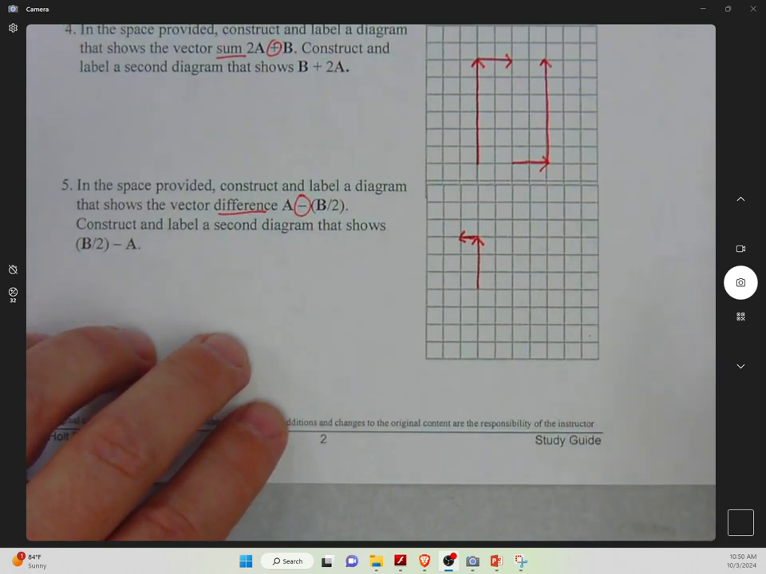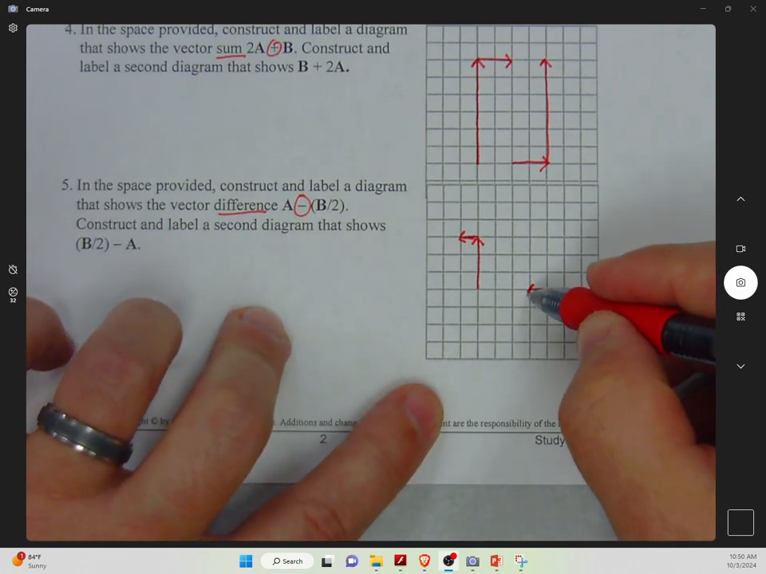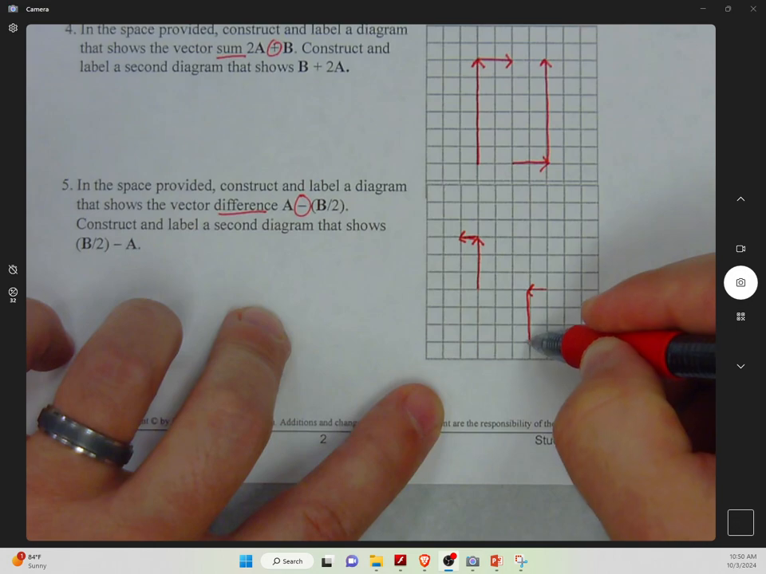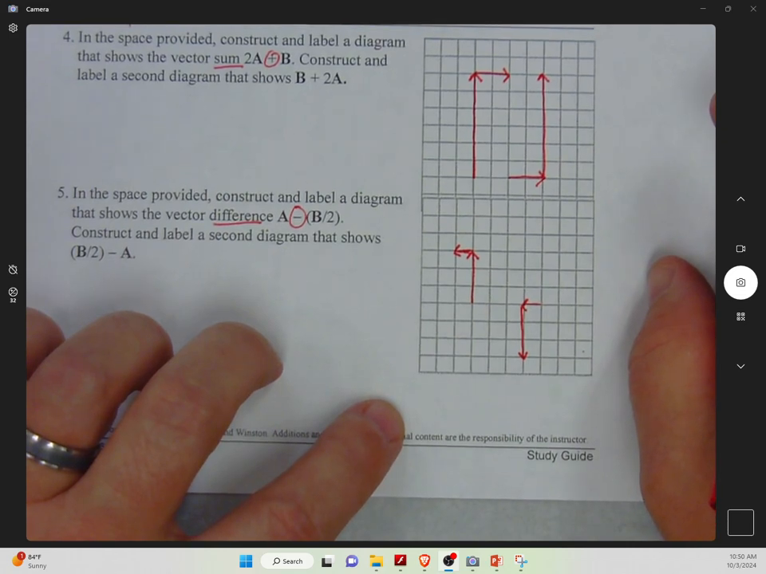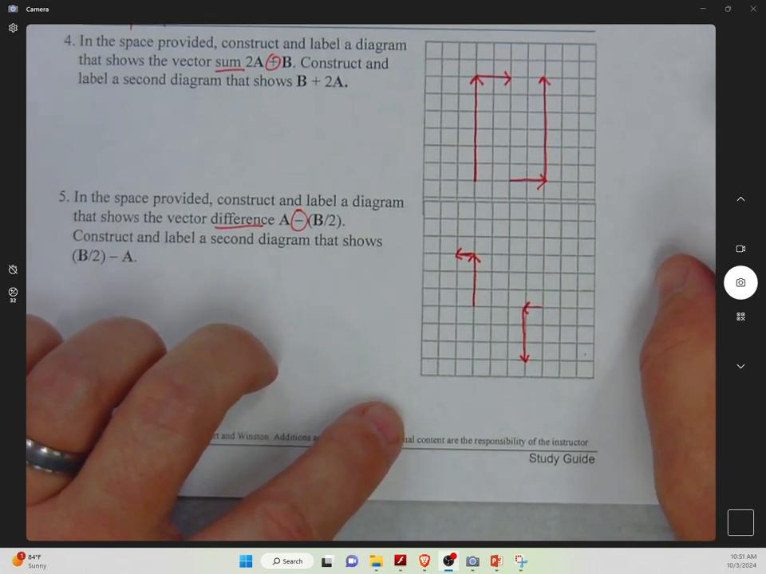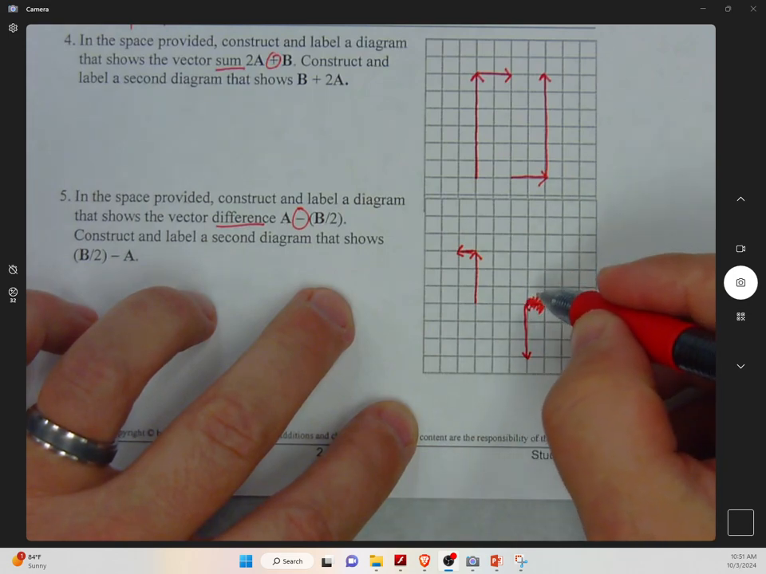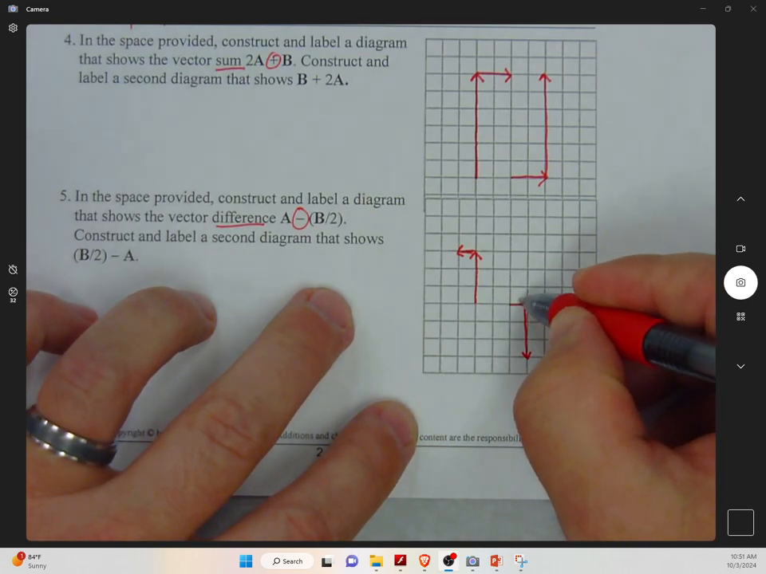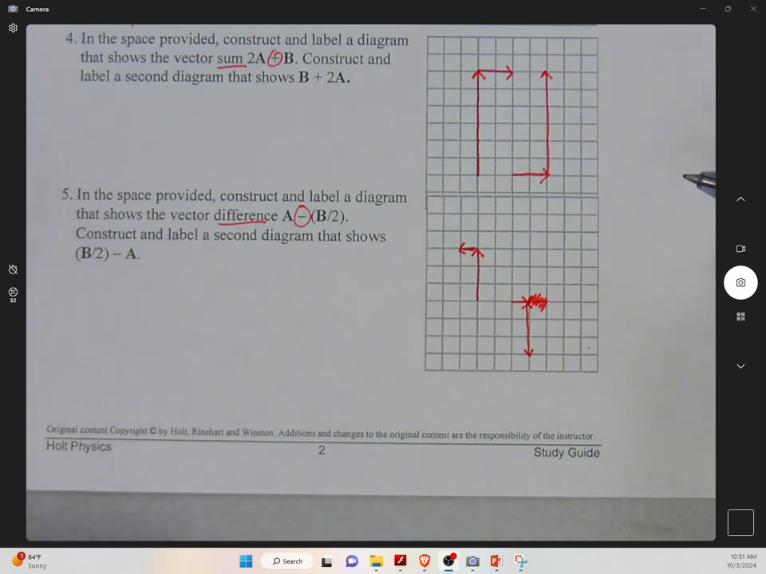Construct and label a second diagram that shows half of B minus A. Again, half of B minus A. Oh, sorry. You're right. My bad. That's not a minus. My bad. Good call. I screwed that up. Yep. Positive B, but it's half of B. And then a negative A.